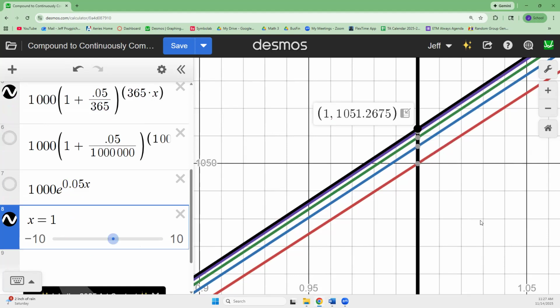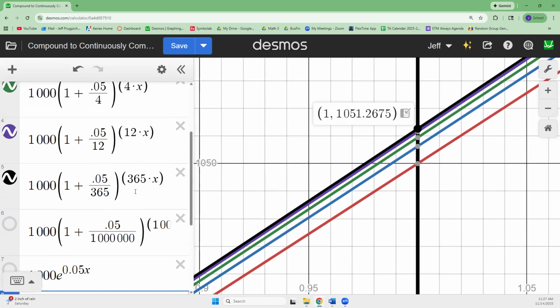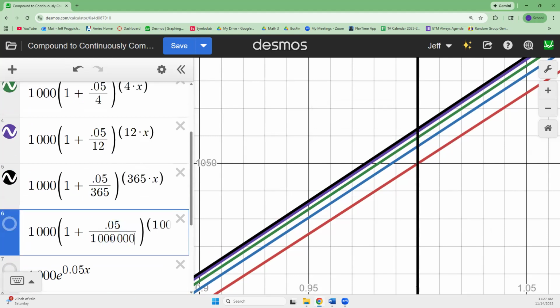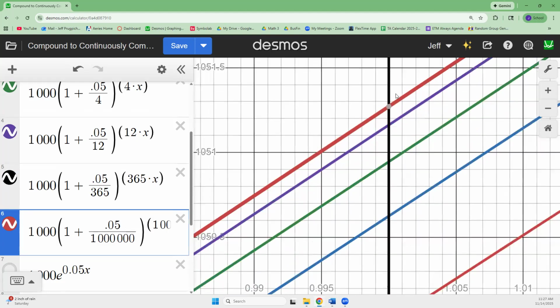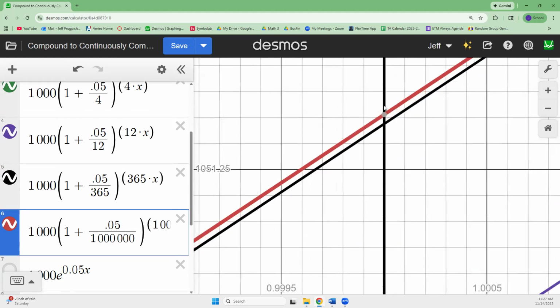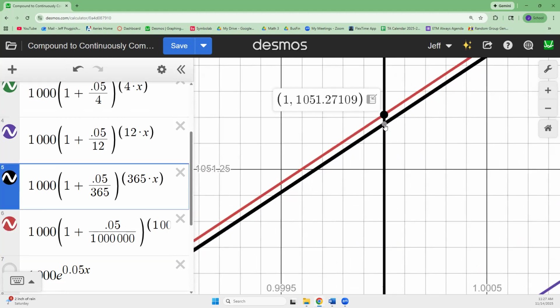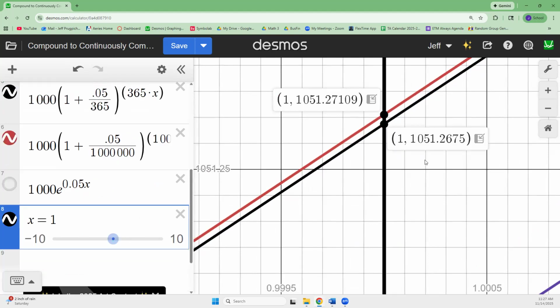$1,051.27. Okay, so now let's go really crazy. Let's compound it 1 million times per year. N is 1 million, which is way more than daily. I can't even see, so I have to keep zooming. Okay, finally I can see the overlap. It actually rounds to the exact same. Whether you compound it daily or 1 million times per year, you still get $1,051 and it rounds to 27 cents.